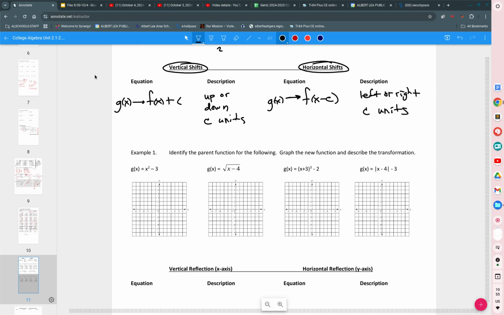Here's the most important part of the entire unit. I will reference this all the time, and this is the key to understanding all the stuff we're going to do after this as well. Notice how the c is on the outside. If it's on the outside, it impacts it vertically. If it's on the inside, as you see here, it impacts it horizontally. Outside is vertical, inside is horizontal, all the time. We'll get to that probably 2 or 3 more times before we're done with this. Also, I need you to understand that in this situation, the left or right is opposite of what you think.